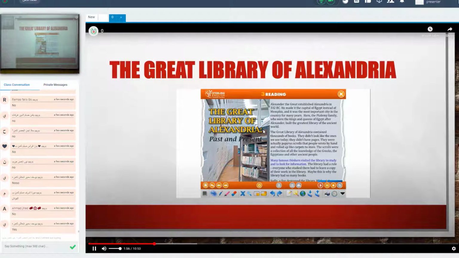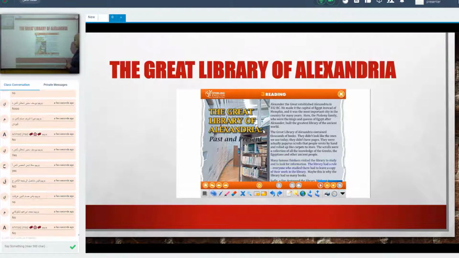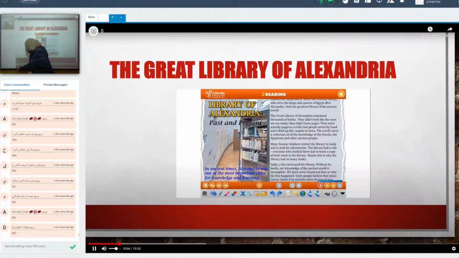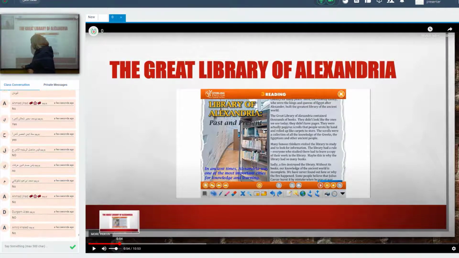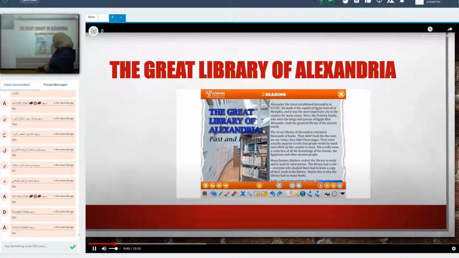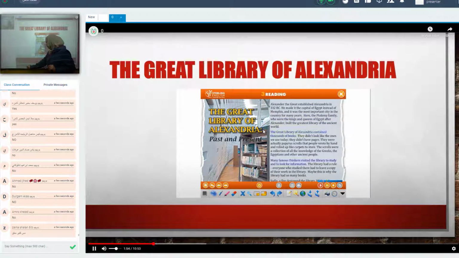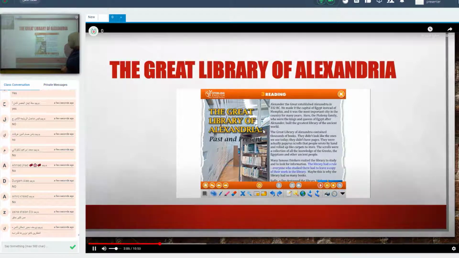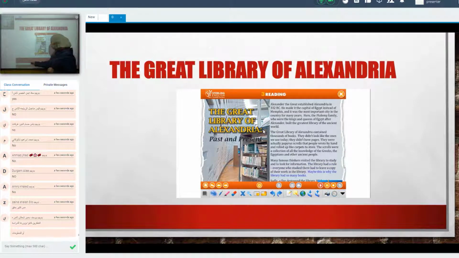Let's go to the third paragraph. Famous thinkers visited the library to study and to look for information. The library had a rule. Everyone who studied there had to leave a copy of their work in the library. Maybe this is why the library had so many books.